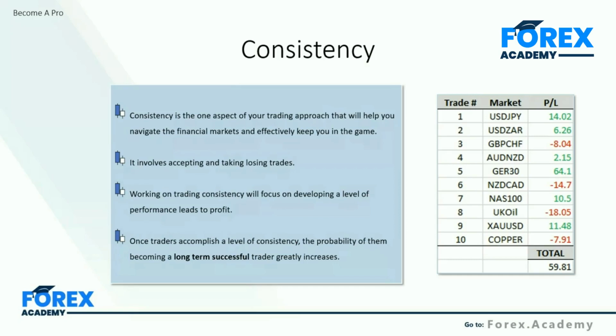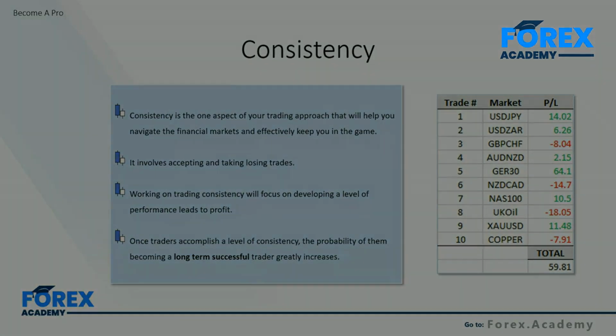Naturally, you will think that over the long term, profit will be the end result of that equation. And once traders accomplish a level of consistency, the probability of them becoming a long-term successful trader greatly increases. So again, if we're in the business of assessing probability as traders, why don't we assess our own probability? I mean, is that a little ironic, of course, but we should assess our own probability. Giving ourselves a competitive advantage in terms of focusing on consistency will make us a better trader.